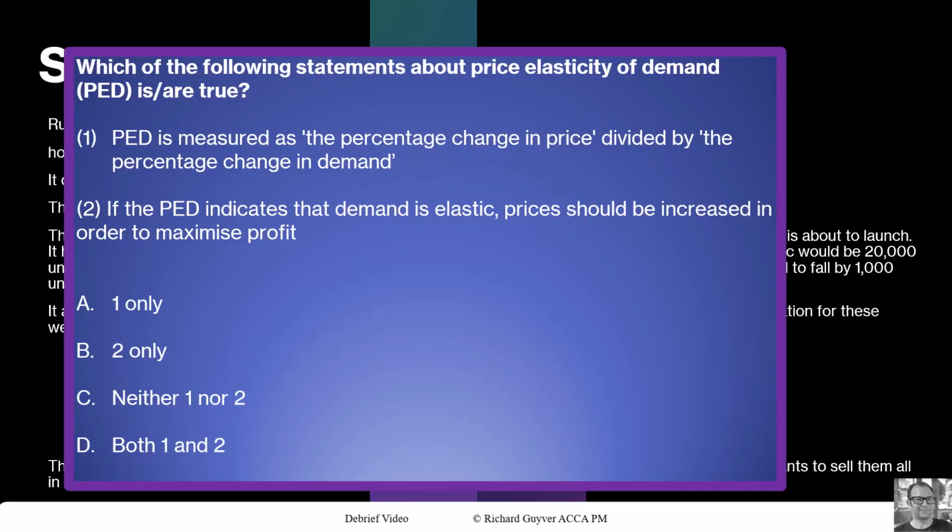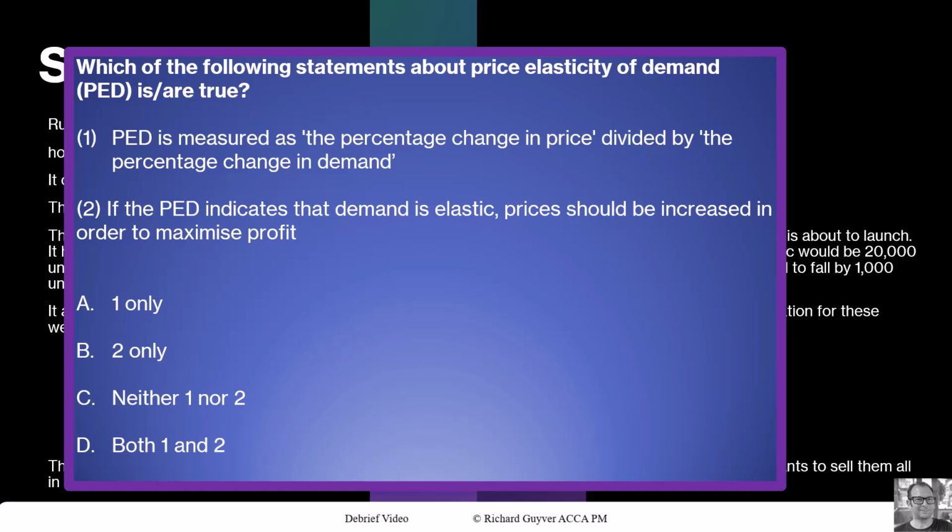Statement 1, price elasticity of demand is measured as the percentage change in price divided by the percentage change in demand. This is something you either know or you don't know. This is false. It's actually the inverse of that. So price elasticity of demand is the change in demand as a percentage divided by the change in price as a percentage. So 1 is not true.